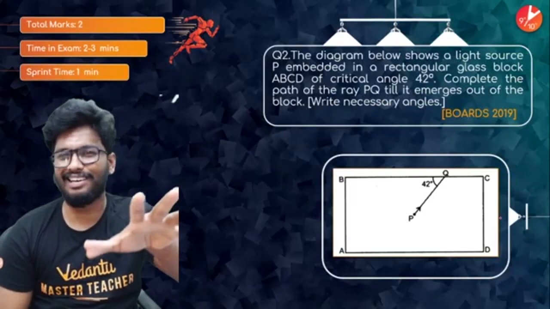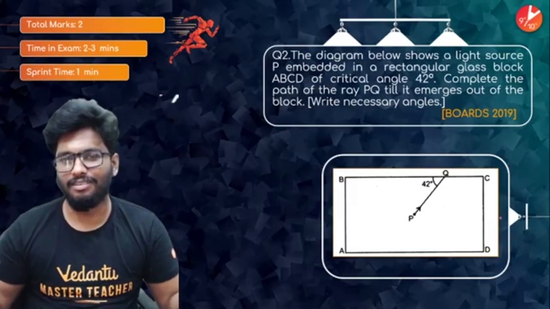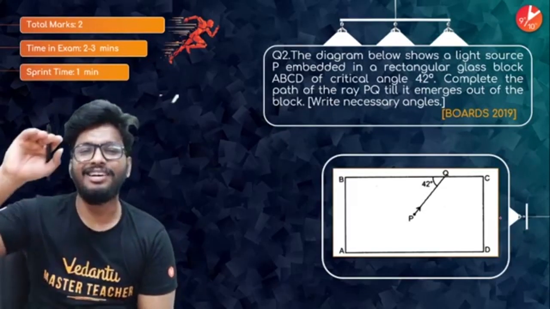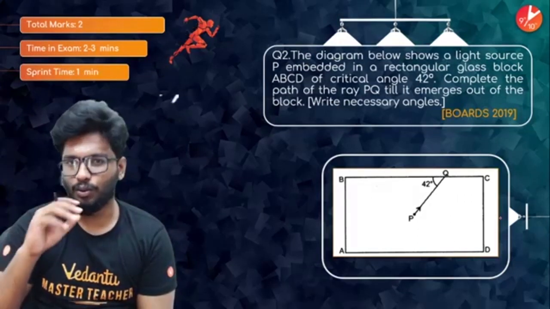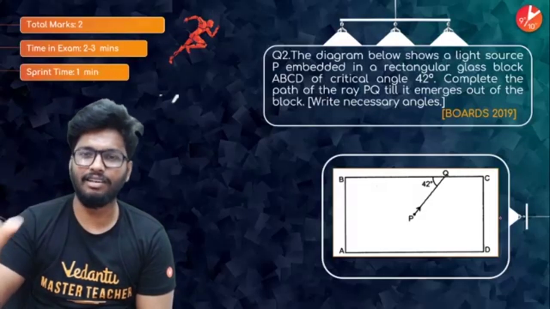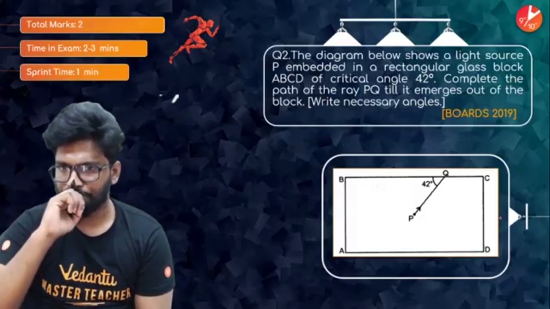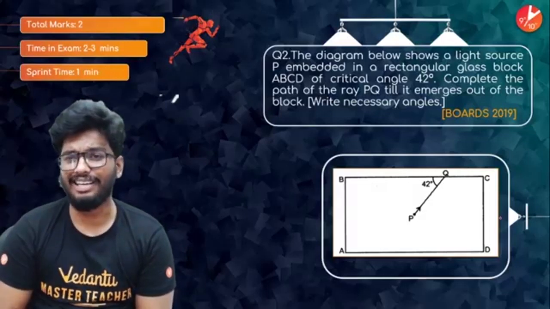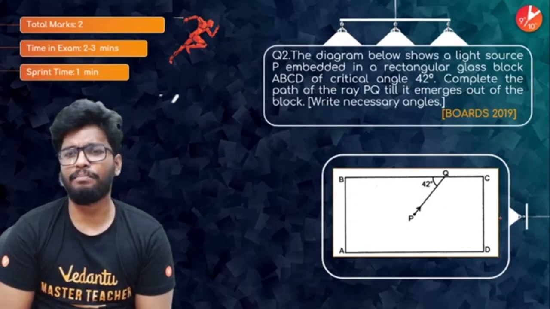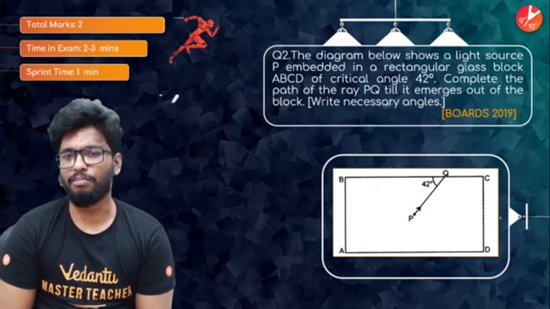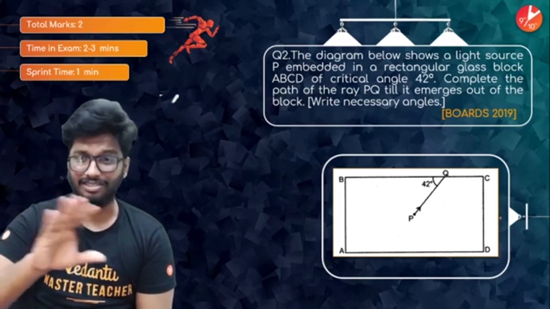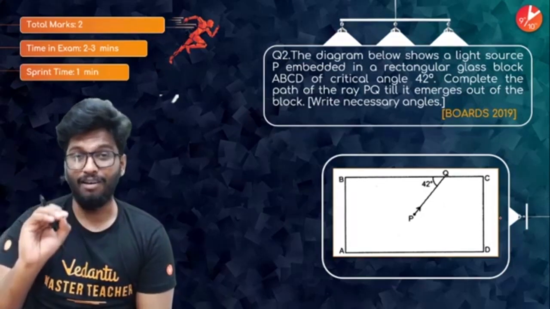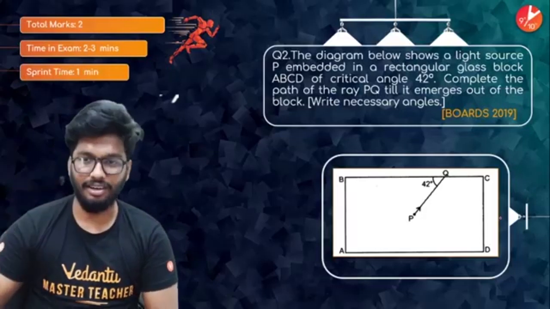Probably might take a little longer than one because of the drawing. Yeah, my drawing skills are next level. Anyways, the question is this. The diagram below shows a light source P embedded in a rectangular glass block ABCD of critical angle 42 degrees. Complete the path of the ray of light PQ until it emerges out of the block and write the necessary angles as well. This is an amazing question. Trust me, this is one mind-boggling question. So let's try to do this. Do it with me.